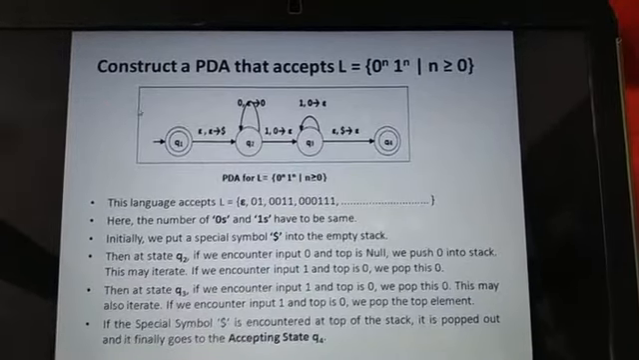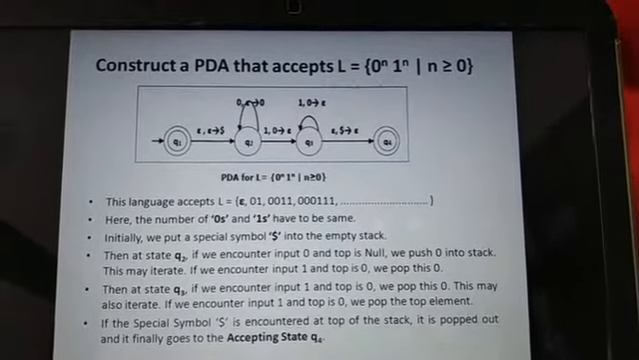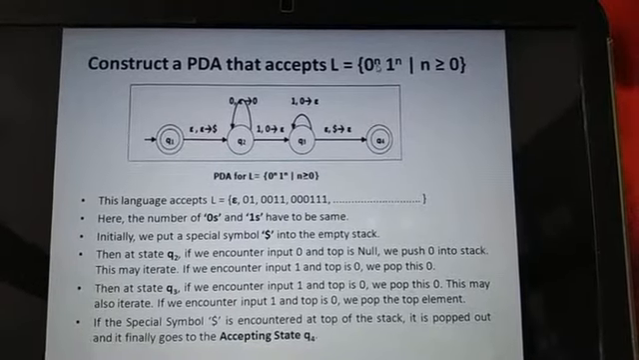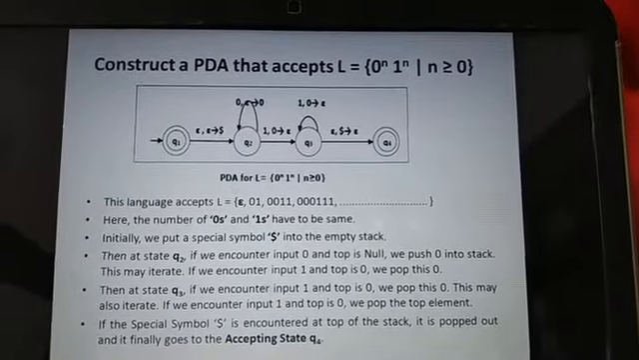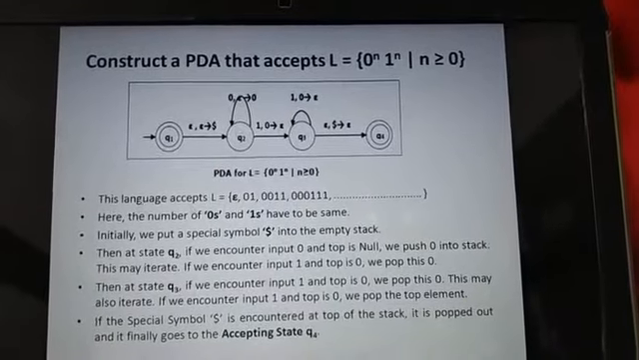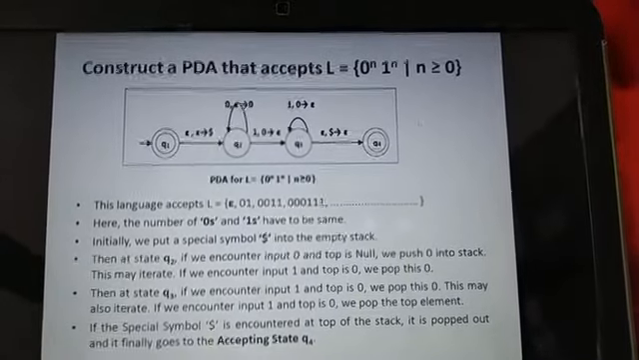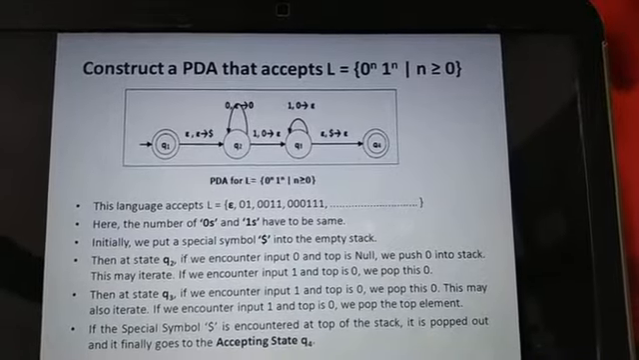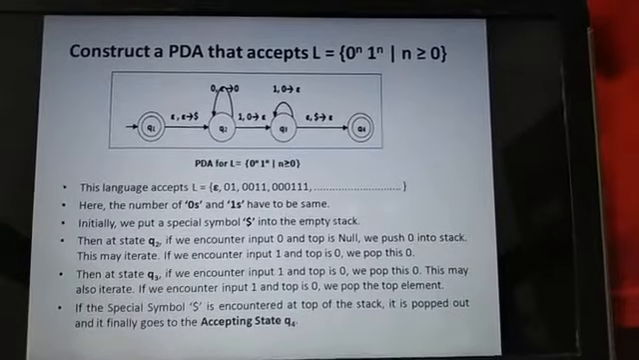Now let us discuss an example of final state acceptability. We need to construct a PDA that accepts 0 to the power n, 1 to the power n, such that n is greater than or equal to 0. We first need to write the language of this. The language accepted by this is epsilon, because n can be 0, then 01, 0011, 000111. We can see that here the number of zeros and number of ones have to be the same.